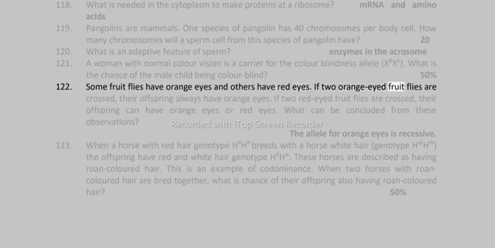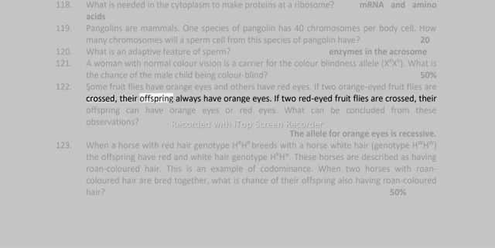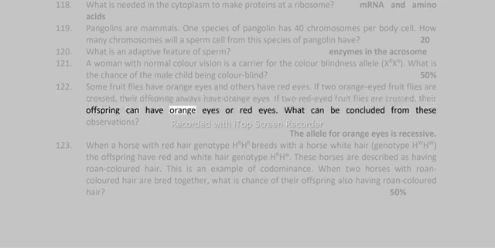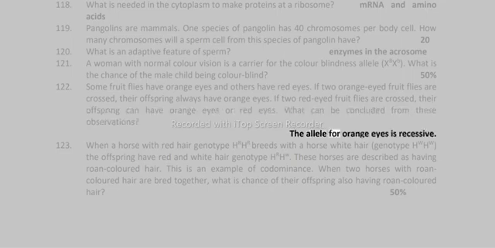If two orange-eyed fruit flies are crossed, their offspring always have orange eyes. If two red-eyed fruit flies are crossed, their offspring can have orange eyes or red eyes. What can be concluded from these observations? The allele for orange eyes is recessive.